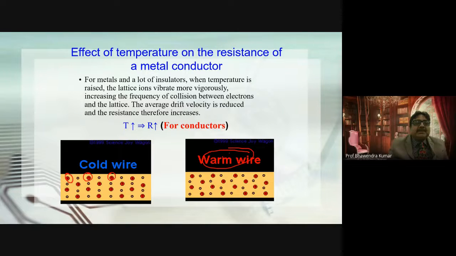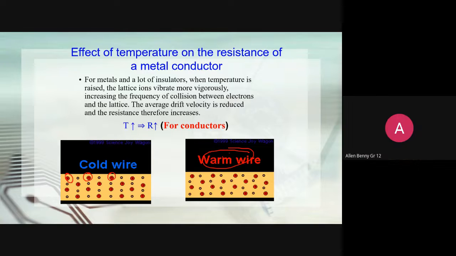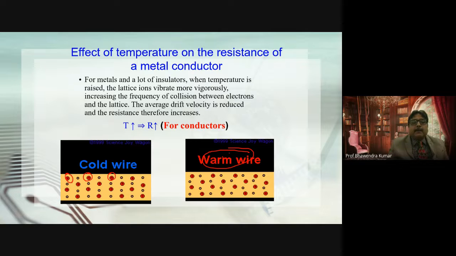Are you able to see the animation? Yes. You're able to see the oscillating particles? Okay.